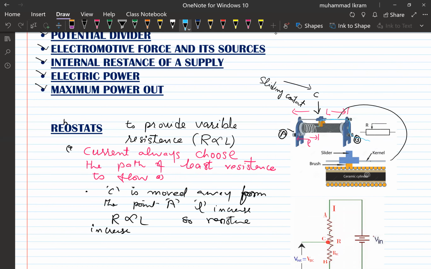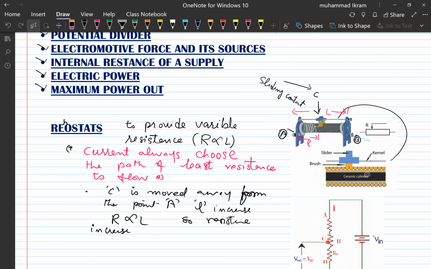So as you move the slider, the length changes. These brushes which you see here make connection with the wire as well as with the slider. This is how the current will be controlled in the circuit by using this variable resistor.